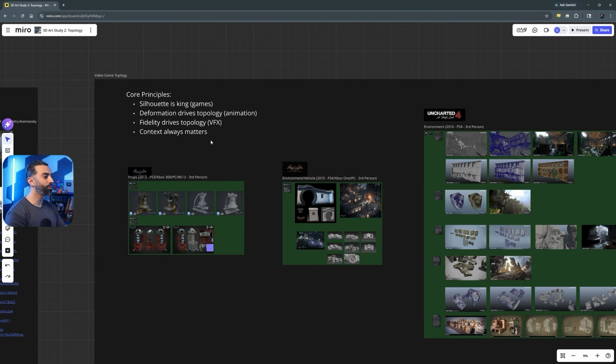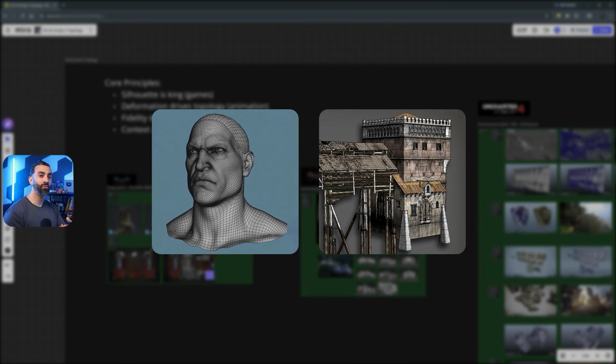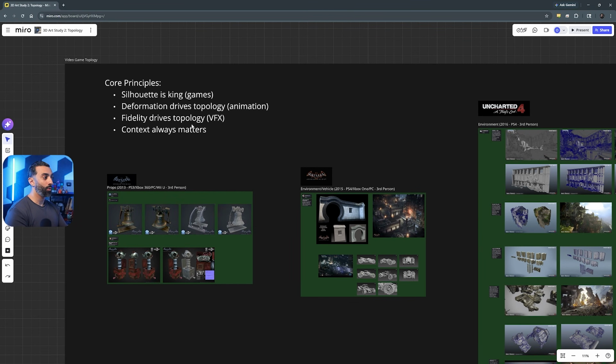Now let's hit on the core principles here, specifically for games, right? Silhouette is king. I've talked about this time and time again on my YouTube channel, in my courses. So the priority here is going to be silhouette. Then we're going to see examples of when deformation and soft body animations, most specifically characters, impact topology. A character model is going to have vastly different topology than, say, a building. Then you'll see examples of how it varies from VFX, where you need high fidelity sub-D modeling in order to increase the details as needed. Then of course, the context that these assets are always created in.